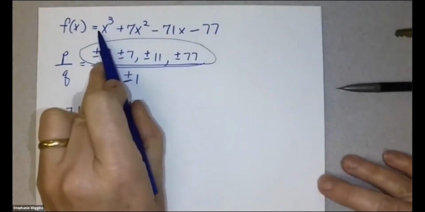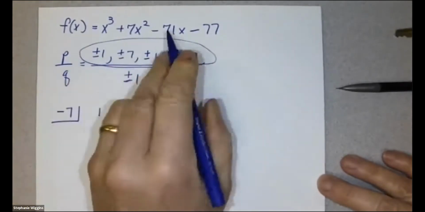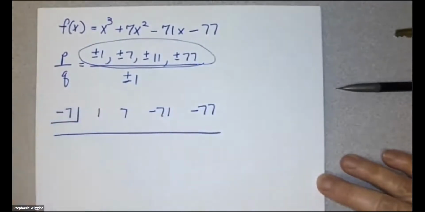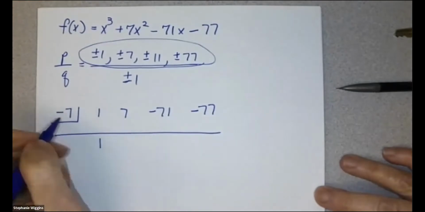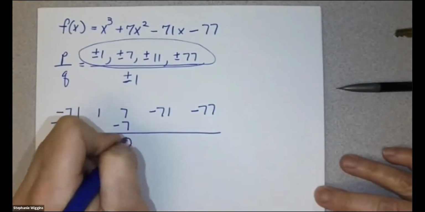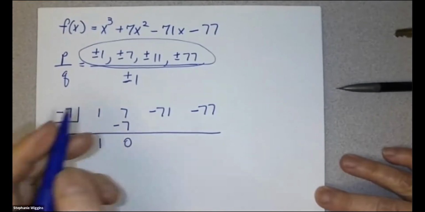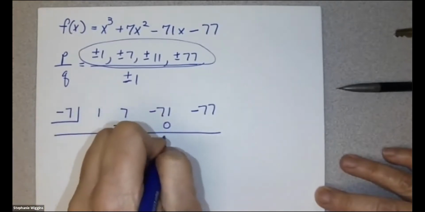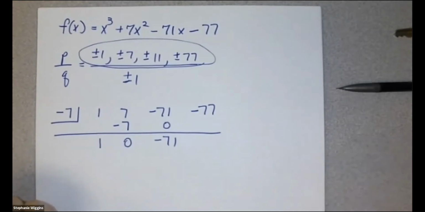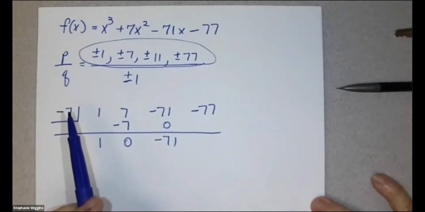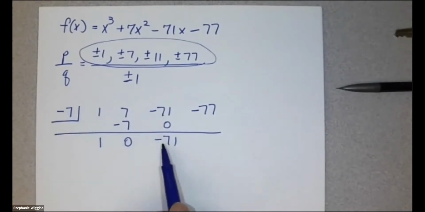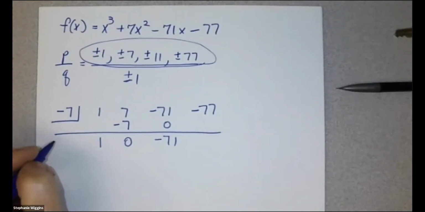And I have the coefficients here, 1, 7, -71, and -77. So I bring down the 1, multiply by -7, and that's -7. Then 7 plus -7 is 0, and -7 times 0 is 0. And that's -71. But I was wrong there. I was wrong about the -7. I was just guessing, but it turns out that I'm not going to get that. So let me try 1.